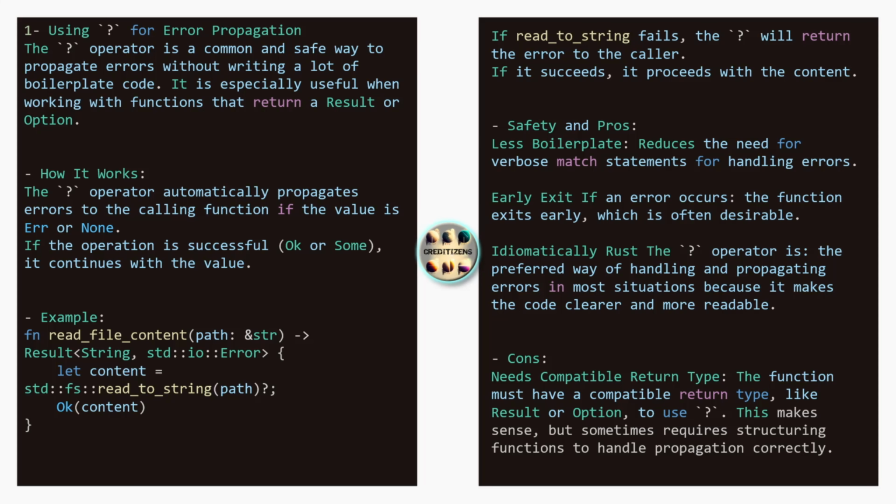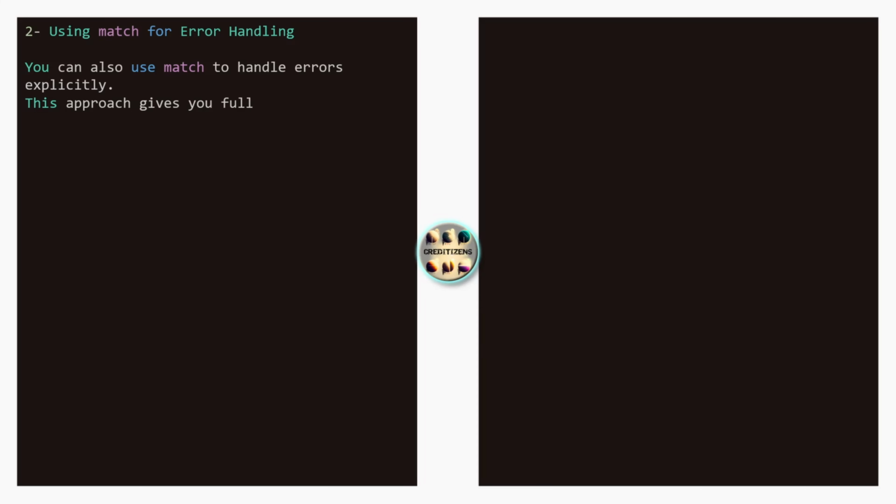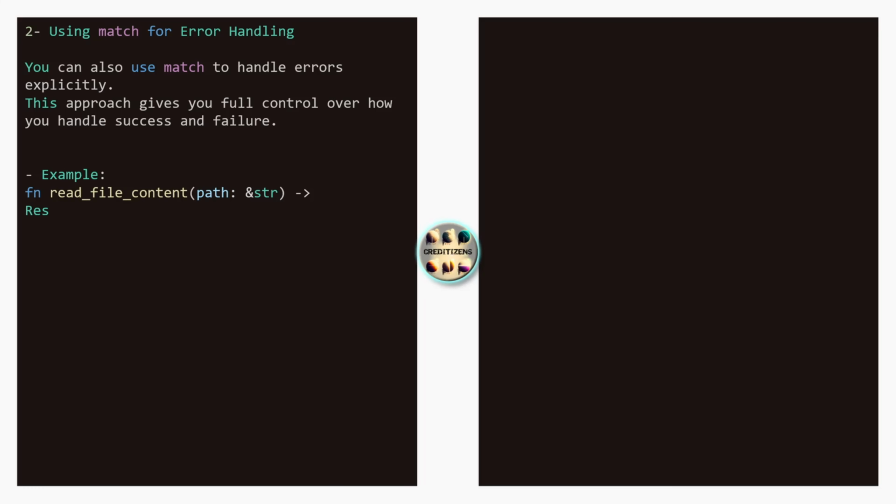So let's go to the next one. The next one is using match. That's the one we've seen indirectly. For example, while using enums, we use match. We explained it a bit. So using match for error handling, you can also use match to handle errors explicitly. This approach gives you full control over how you handle success and failures.